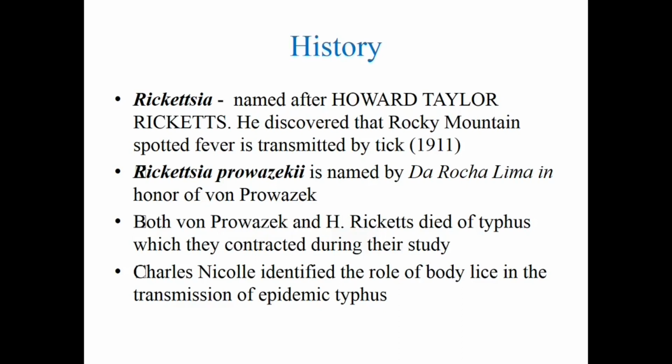Eventually Charles Nicolle identified the role of the body louse in the transmission of epidemic typhus. They found that all these diseases are transmitted by arthropods, either by a tick, a louse, or a flea, and that is why they have been clubbed together. They have all been grouped together because they have certain characteristics, and the pathogenesis is also similar for most of these rickettsial diseases. That is the reason they have been clubbed together in one big group.